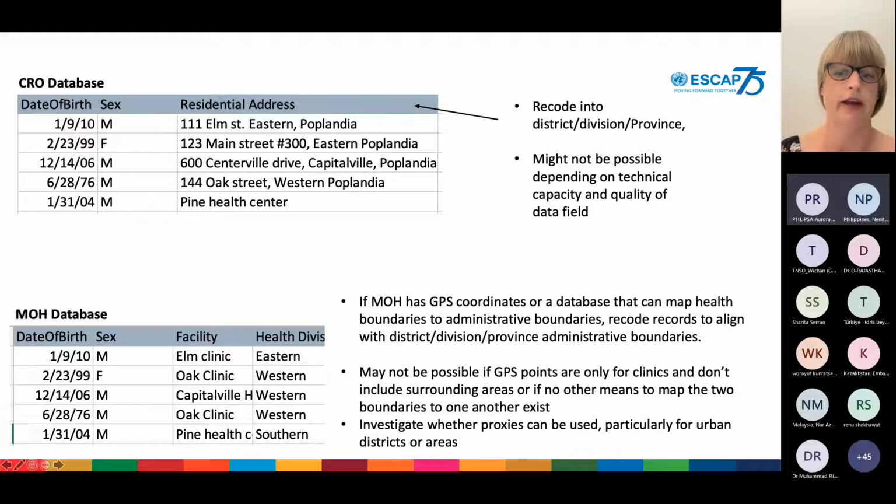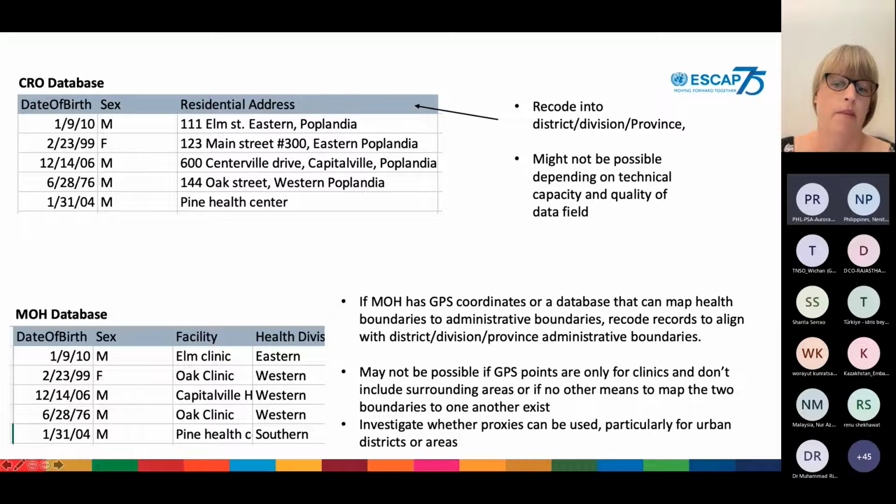In terms of the Ministry of Health data, perhaps they have GPS coordinates for where the facility is located, and they have some kind of mapping, say, spreadsheet that can map the boundaries of the division to align with the administrative boundaries of the country. And so there might be a way to recode this and to make a new variable.